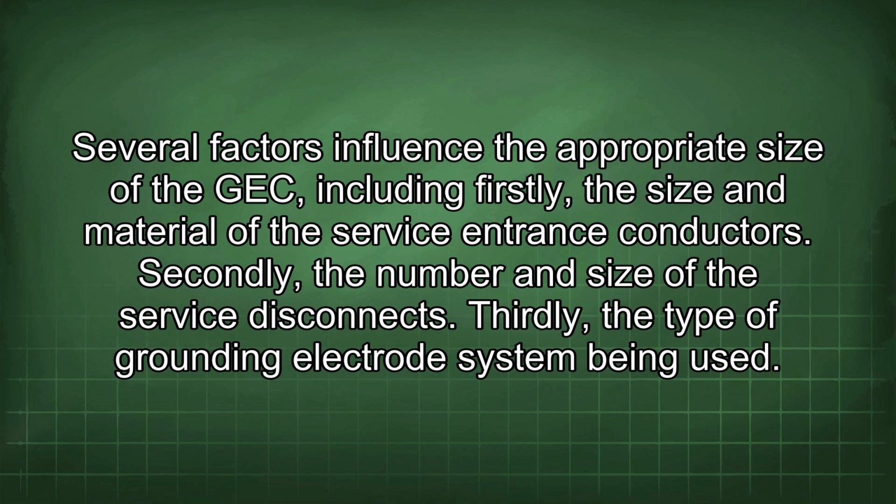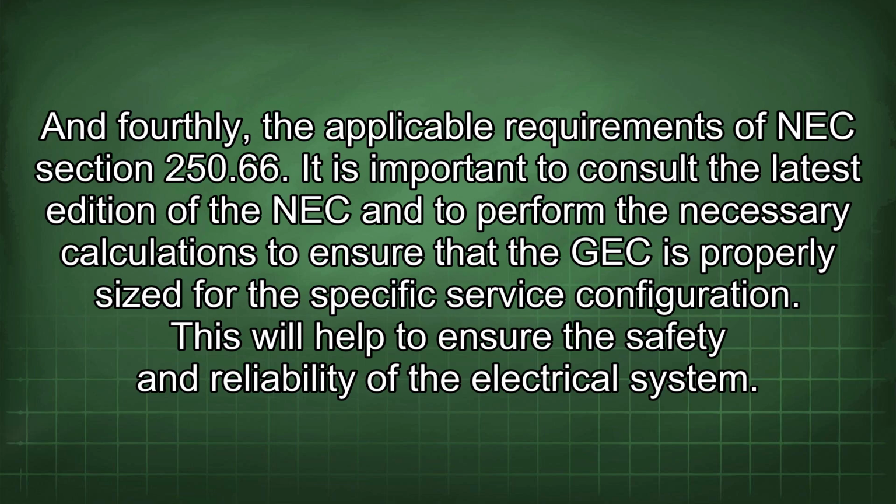This approach ensures that the GEC is adequately sized to handle the potential fault current. Several factors influence the appropriate size of the GEC, including firstly the size and material of the service entrance conductors. Secondly, the number and size of the service disconnects. Thirdly, the type of grounding electrode system being used. And fourthly, the applicable requirements of NEC section 250.66. It is important to consult the latest edition of the NEC and to perform the necessary calculations to ensure that the GEC is properly sized for the specific service configuration. This will help to ensure the safety and reliability of the electrical system.